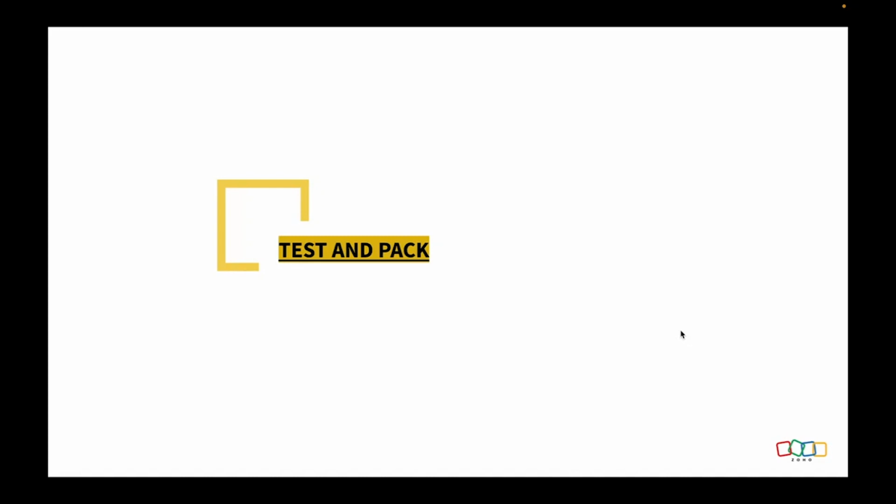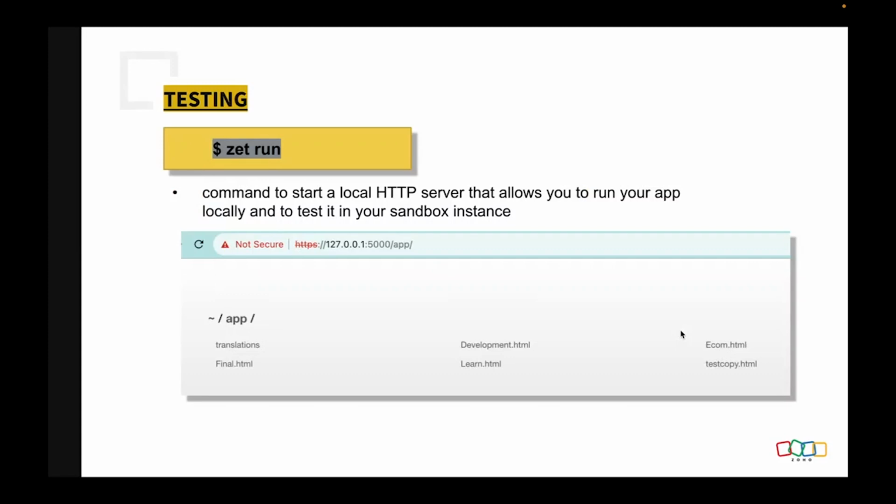Now the changes made are tested and packed. In order to test the UI level changes made in the HTML file, the zet run command is used. The zet run command will start a local HTTP server that allows you to test the changes made before it is validated and packed. This will run the HTTP server in your local machine on port number 5000.